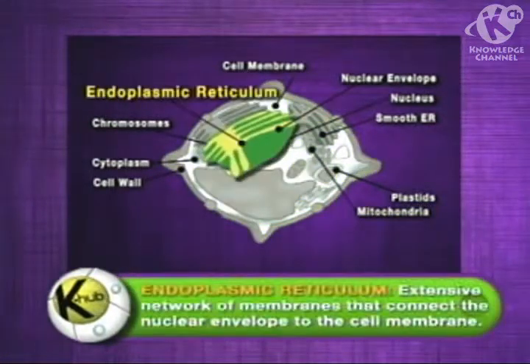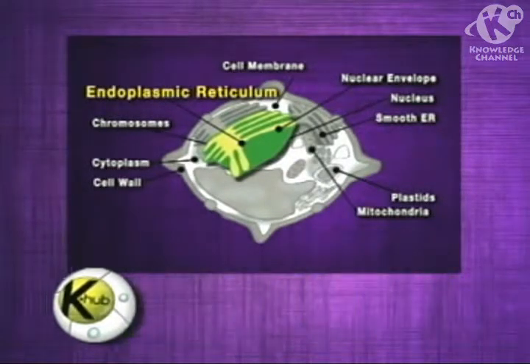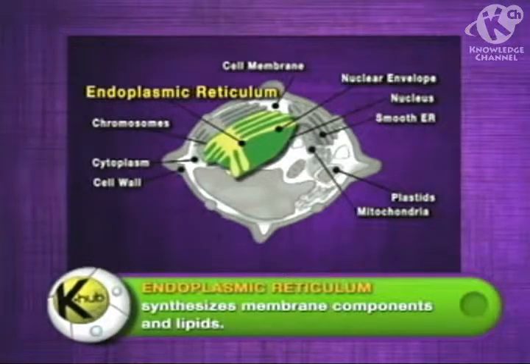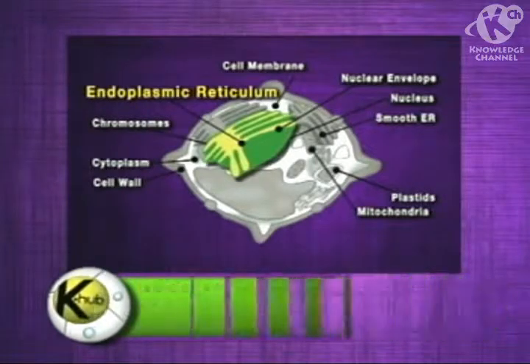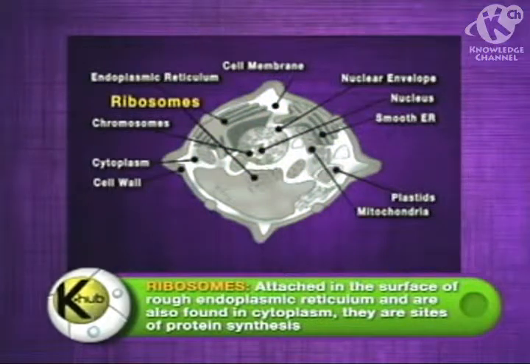Endoplasmic reticulum are extensive network of membranes that connect the nuclear envelope to the cell membrane. ER synthesizes membrane components and lipids. Ribosomes attached in the surface of rough endoplasmic reticulum and are also found in the cytoplasm. These are sites of protein synthesis.